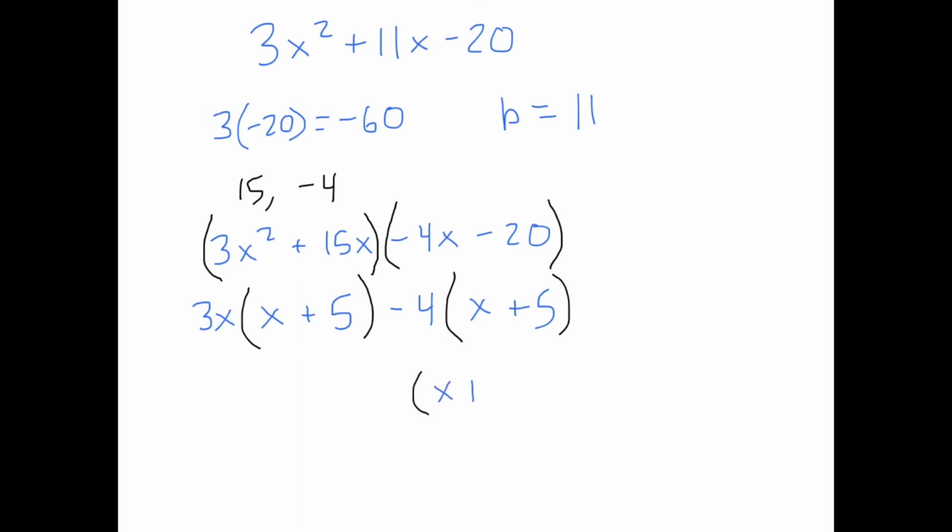we get x plus 5 on the right with 3x minus 4 left over. And we've now factored this polynomial again using the RS method.